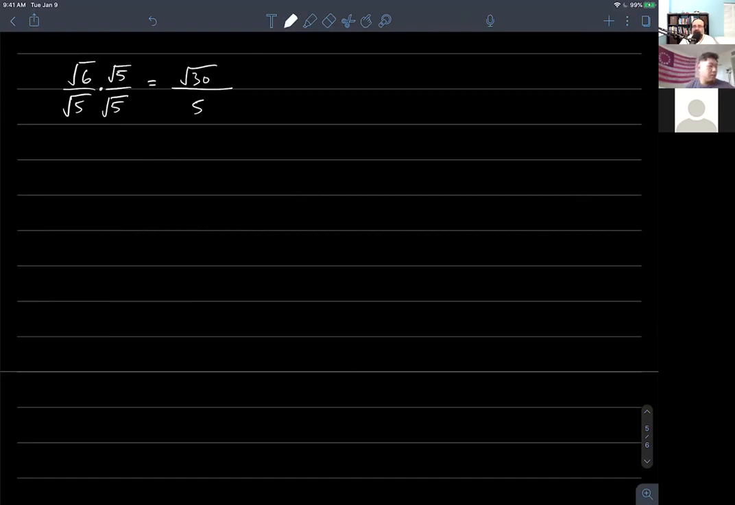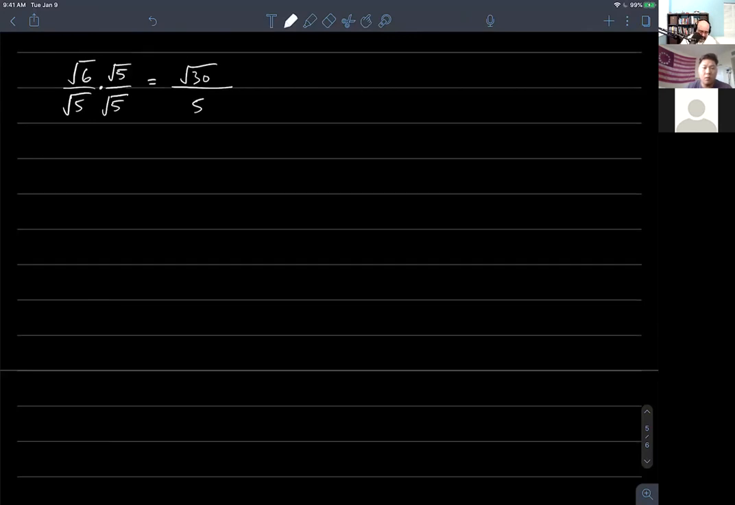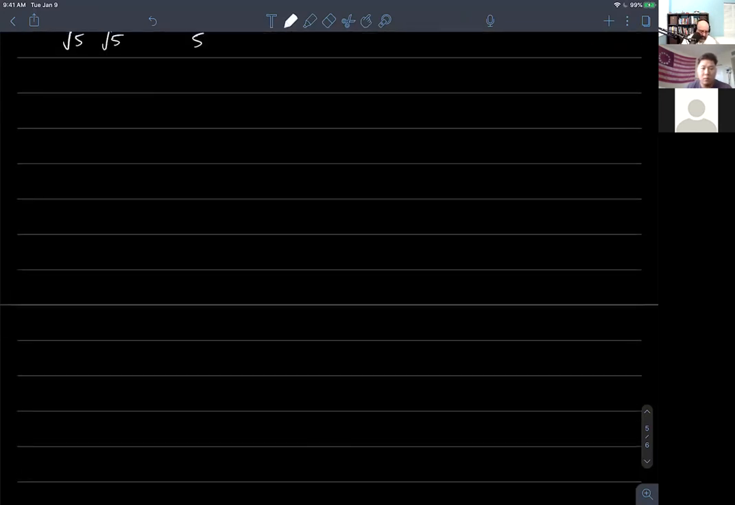How do we know that this question is over? Well, we had a radical in the denominator. Do we have a radical in the denominator anymore? No. Mission accomplished. That's what we set out to do. So the whole point is to get rid of the radical, or the square root, or the cube root, or whatever we have in the denominator. We don't want it there. Okay, let's do another one.